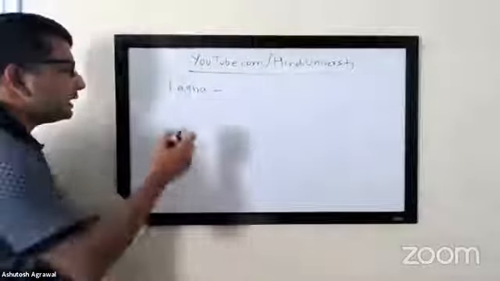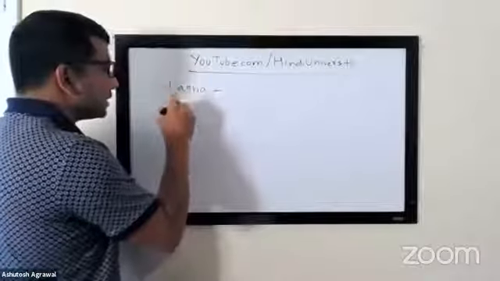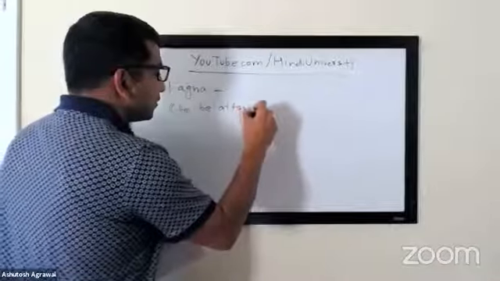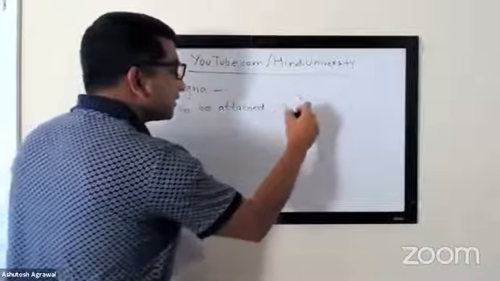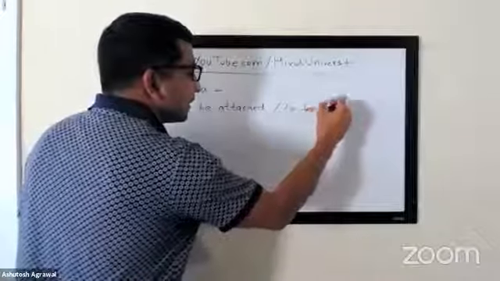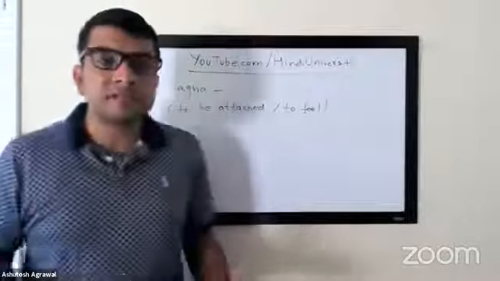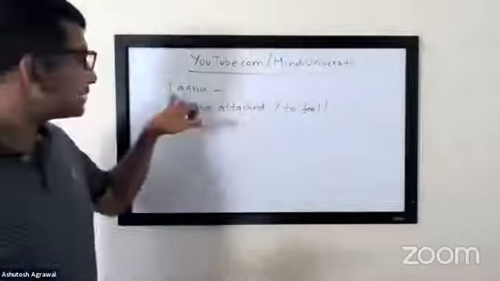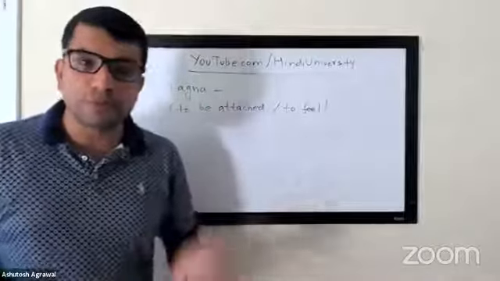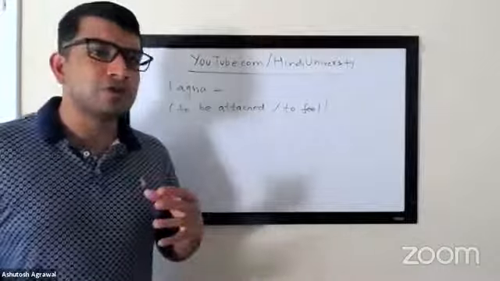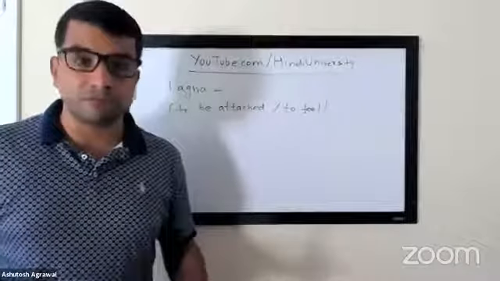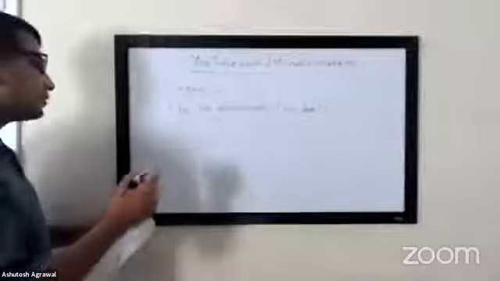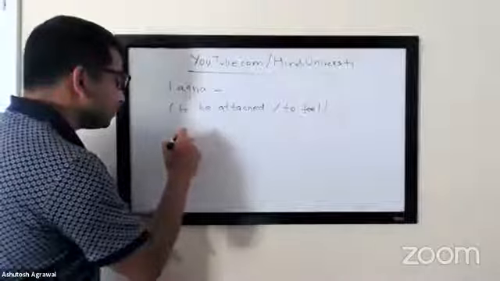In essence, if you really draw the parallel, lagna means to be attached, or the other meaning would be to feel. When you say mujhe thand lag rahi hai, it really means the cold is attached to you. That's what it means. But that's when you're using lagna on its own. What if you were to use lagna along with some of the other verbs? How does it change the meaning of the base verb? Let's learn about that.